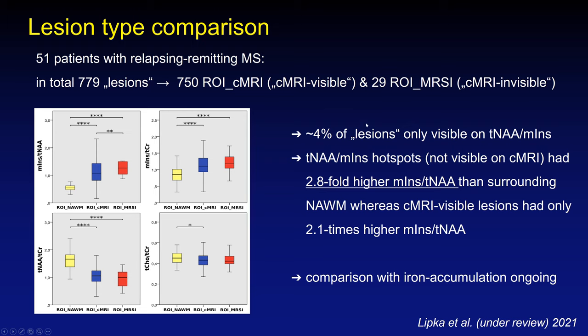4% may not be much, but I think it's really worth investigating this further in longitudinal studies, especially because these hotspots tended to have even higher minus-to-NAA ratios than we observe in normal appearing white matter, and even higher than we observe in the conventional MRI visible lesions. We're also looking in more detail into iron accumulating lesions. But as you can see here, there is really even another step up in the ratios for these MRSI visible lesions.